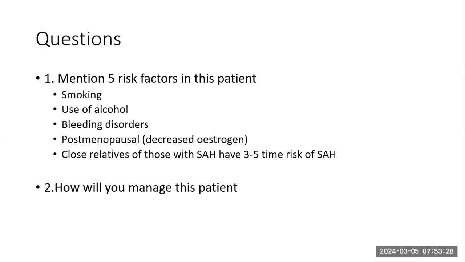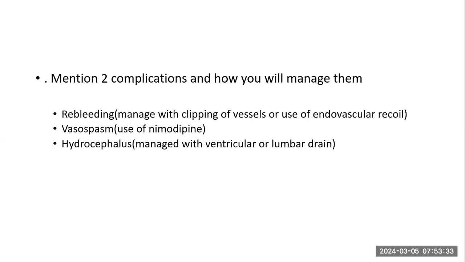Then the third question is to mention two complications and how they will be managed. One, you can have a rebleed in this patient, and rebleeding can be managed by clipping the vessels or use of an endovascular coil. Patients should also have absolute bed rest and should not be allowed to move around. Those who have constipation could benefit from liquid paraffin to ensure the patient does not strain. With straining, the patient can bleed more.